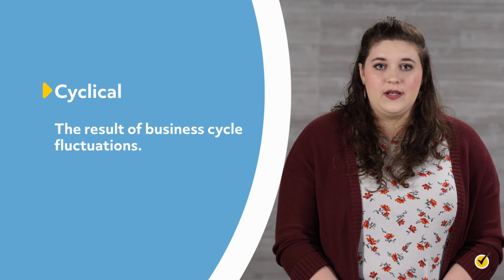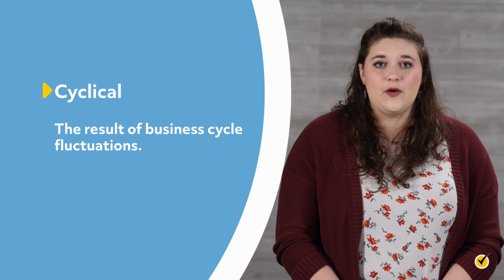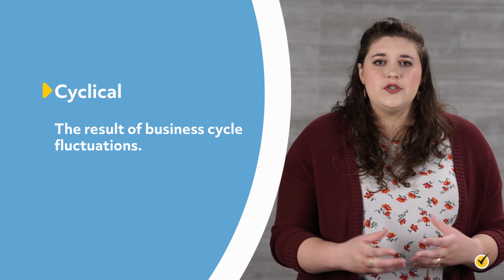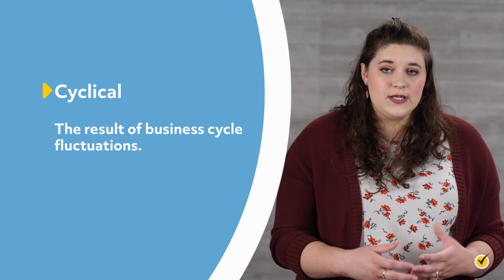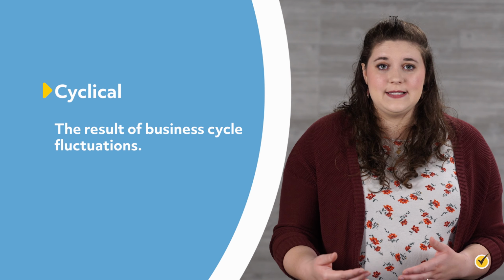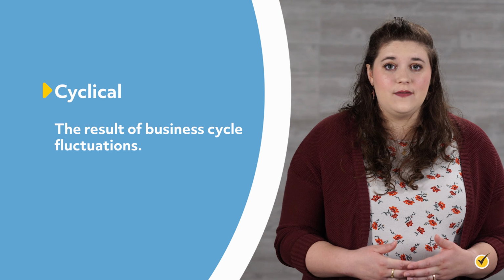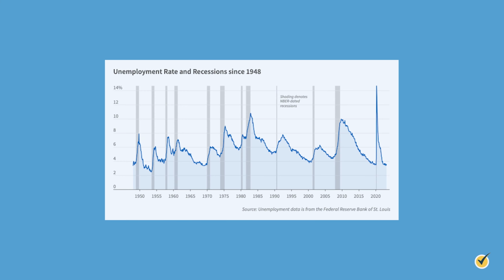The third type of unemployment is cyclical unemployment, which is the result of business cycle fluctuations. During contractionary periods, not only does GDP decline, but the unemployment rate increases. This is the natural result of businesses cutting back production, thus creating cyclical unemployment. This chart shows the relationship between recessions and the unemployment rate.